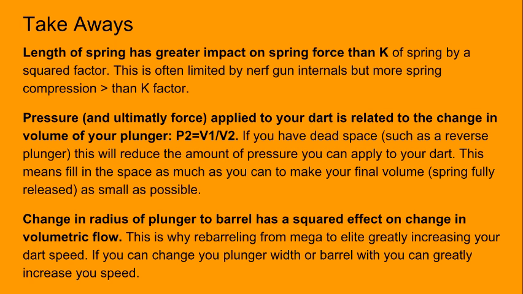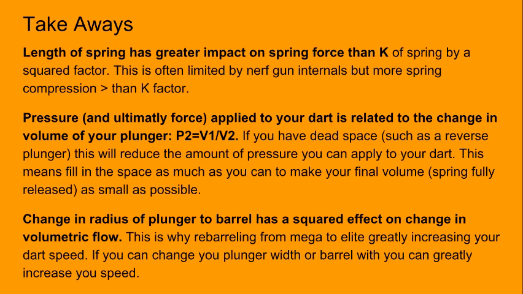The second takeaway is that you want to get rid of your dead space. This is something that a lot of modders know, and a lot of people that work with Nerf guns know. If you reduce the volume when the plunger is already forward, and reduce as much of the volume as you can, so that all of the volume is just when you're pulling it back, you can greatly increase the pressure that's applied to your dart, and that pressure will essentially be converted to speed of the dart leaving. So by reducing dead space within your gun, you can greatly increase the pressure applied to the dart, which means you can greatly increase the dart speed.